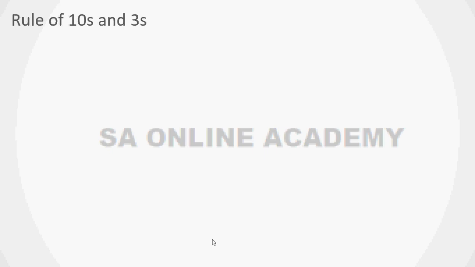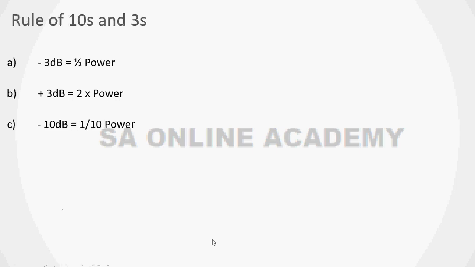So what is this rule? This is very important from the examination point of view, from the CWNA point of view, from your Wi-Fi implementation point of view. If there is a loss of 3 decibels, then power will decrease by half. If there is a gain of 3 decibels, then power increases 2 times. If there is a loss of 10 decibels, then power decreases to one tenth. If there is a gain of 10 decibels, then power increases 10 times. This is a very simple rule and easy to memorize.